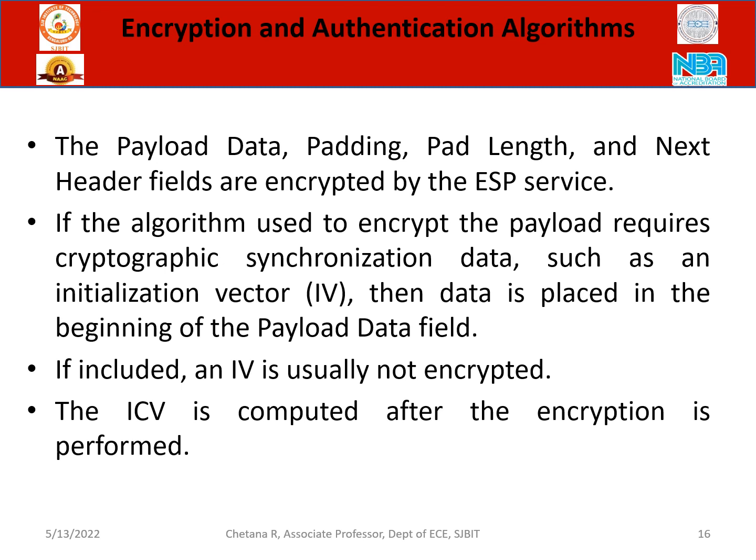If included, an IV is used. The IV is usually not encrypted. So if we are using an initialization vector, it is taken as it is. The ICV is computed after the encryption is performed. So using the initialization vector, we are performing the ICV. This is obtained after encrypting.